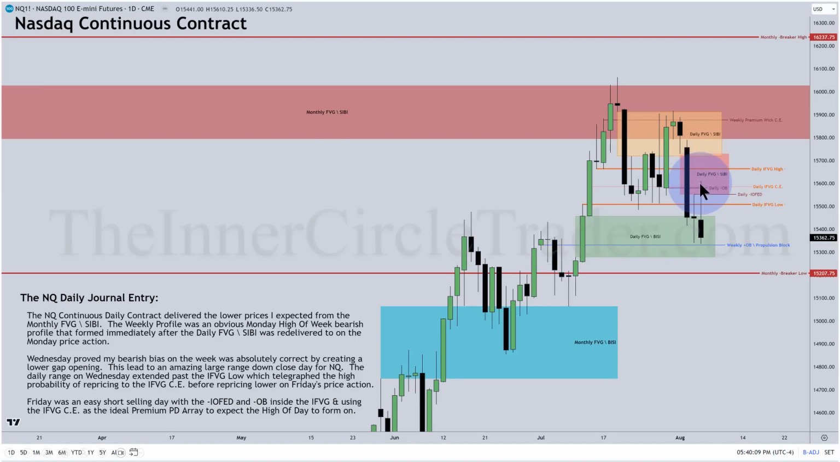Midpoint, well, what's the midpoint of an inversion fair value gap? The same thing that we would call the middle of a fair value gap. The same thing we would call the middle of a wick or a tail, consequent encroachment. So we see the daily inversion fair value gap, consequent encroachment, is right there. Notice we have this inefficiency here, which is what? Daily fair value gap, SIBI.